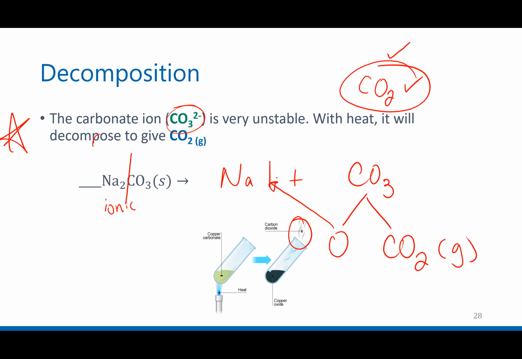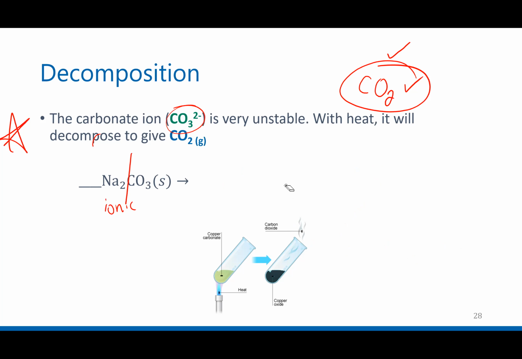It breaks apart into an oxygen and CO2 gas. The oxygen would then bond to the sodium. But remember, the oxygen can't disappear, right? That atom has to be there. So my answer for this, and again, this is challenging, this is not the easiest example, would be Na2O. I'll explain where that comes from in a minute, and CO2 gas.